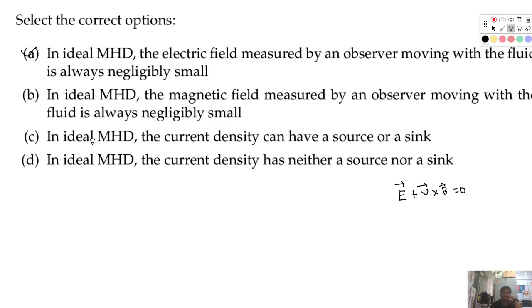So the C option is, in ideal MHD, current density can have a source or sink. So as we discussed in the previous question, in ideal MHD, the divergence of J is going to be 0, right? So if divergence of J is 0, that means it should not have any source or sink. So A and D, these are the two correct options for this question. Okay.